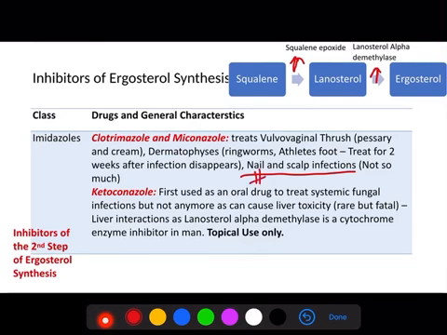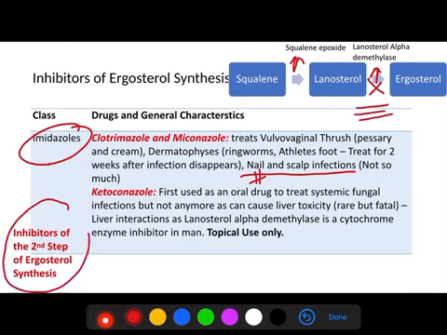Moving on, let's talk about ketoconazole. It is also an imidazole. An imidazole is a drug which will inhibit lanosterol alpha demethylase, which is the second step of ergosterol synthesis. Ketoconazole was first used as an oral agent to treat systemic fungal infections, but it is no longer used because of its rare but fatal side effect on the liver. It can cause liver toxicity and result in death.